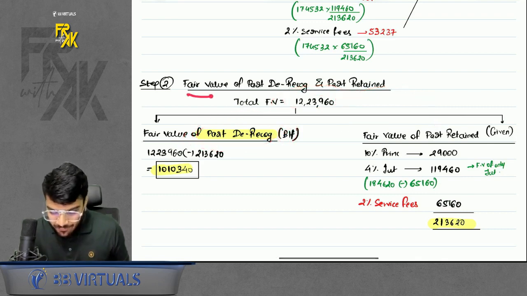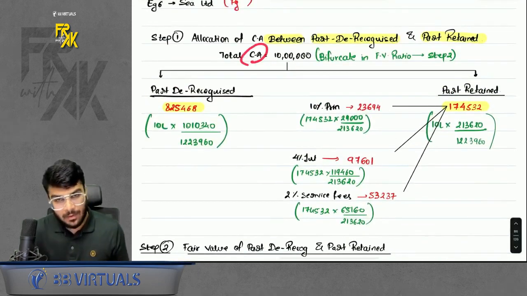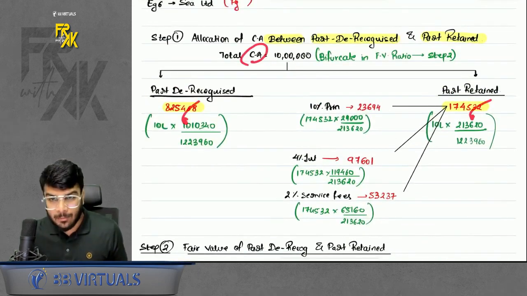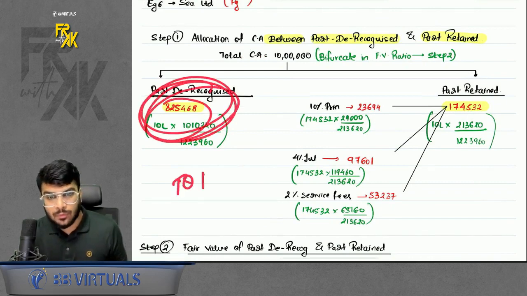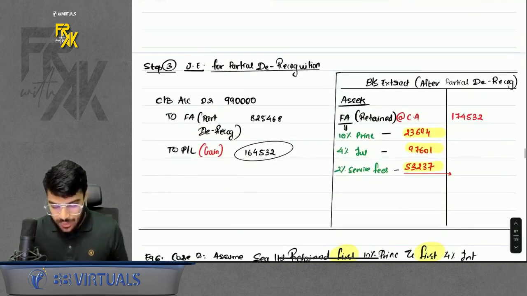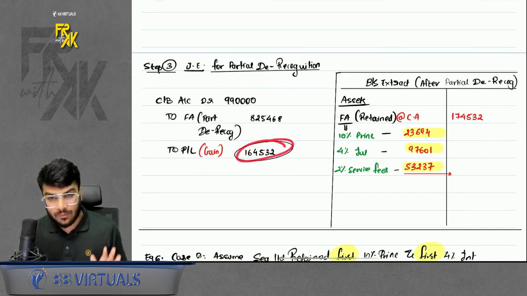Okay, but why am I finding the fair value? The logic is simple. In the ratio of fair value, I will bifurcate the carrying amount. So you bifurcated, you got the carrying amount. Now what to do? This is the part which you have sold, so this will go out. So you will say to financial asset 825,468. Now you have sold it for 9,90,000, so you will record the cash bank received. Difference will be transferred to profit and loss.